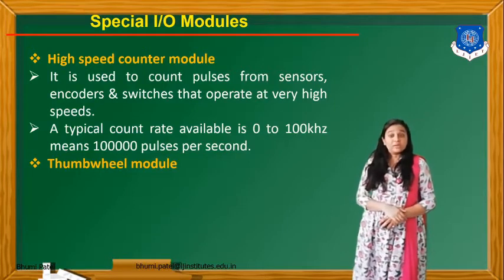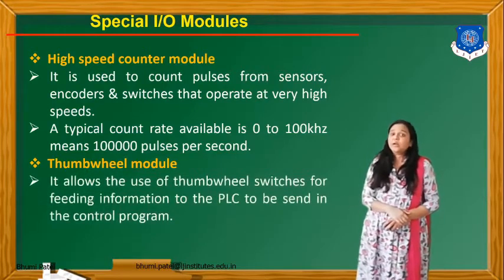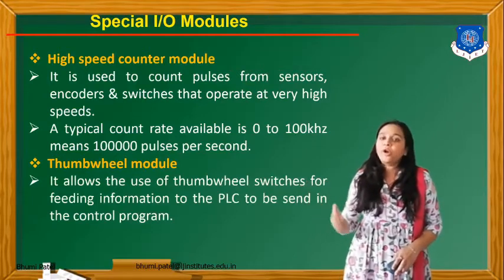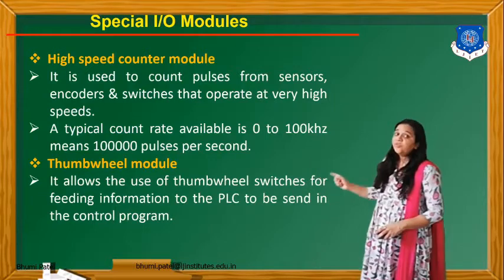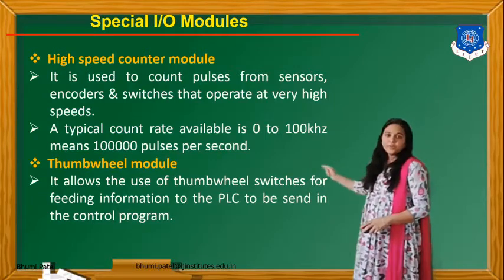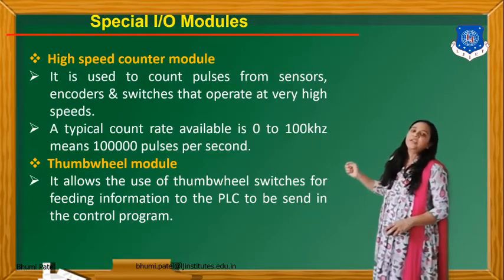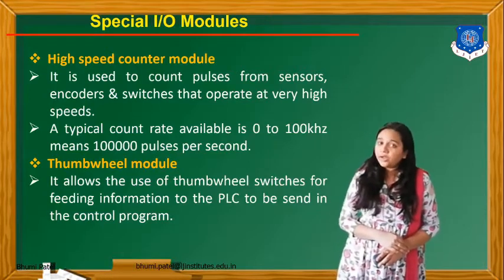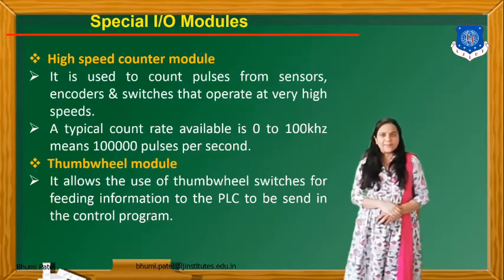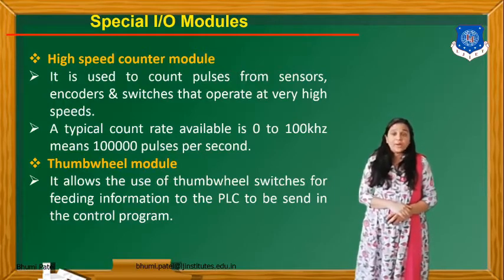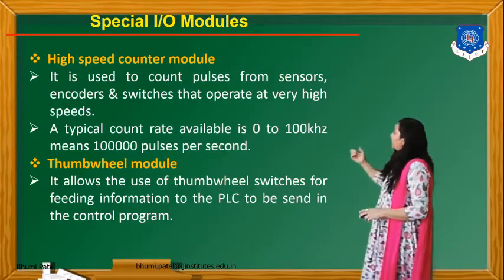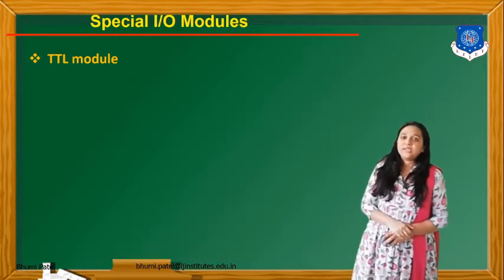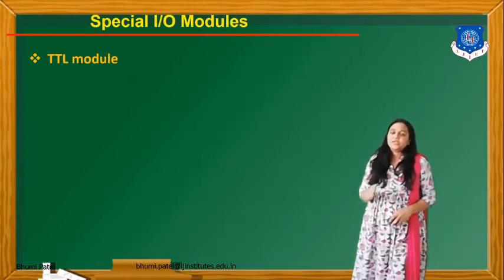As you are aware of the thumb wheel switch, whenever we deal with the thumb wheel switch, at that time we connect it as an input module, the thumb wheel module. So it allows the use of a thumb wheel switch for feeding information to the PLC to be used in the control program. If we deal with a push button switch or an on-off switch, at that time we can use a simple type of input module. But if we connect the thumb wheel switch on the input side, at that time we use a thumb wheel module. Now the third one is the TTL module, transistor-transistor logic module.